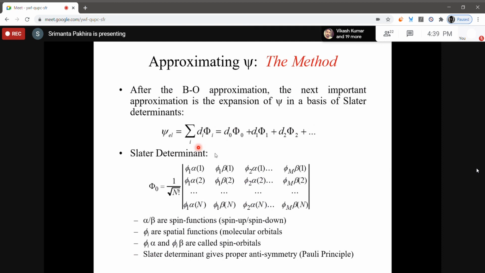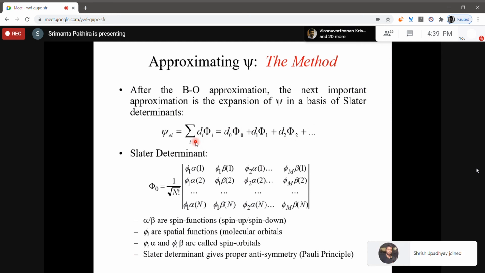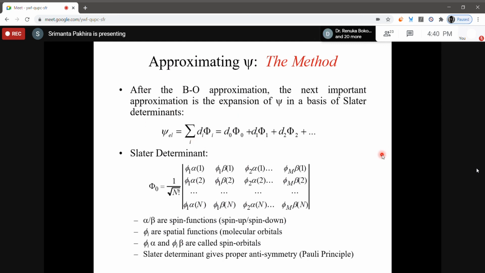D is called the basis, d0 phi 0. We can expand any wave function in terms of a basis in quantum mechanics. I will come to the details of the Slater determinant soon. Each and every electron may have either spin up or spin down. That is Pauli's exclusion principle. But when we are writing it like this, where is the spin? Then a wave function must be a product of two things.